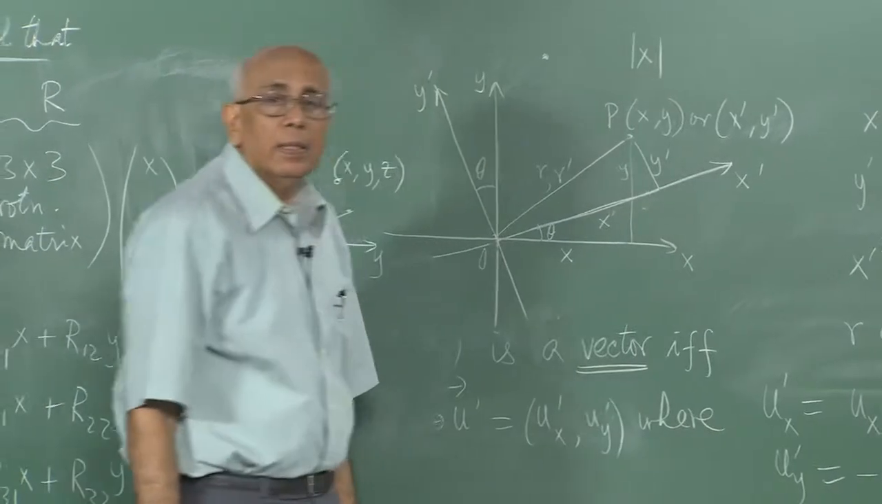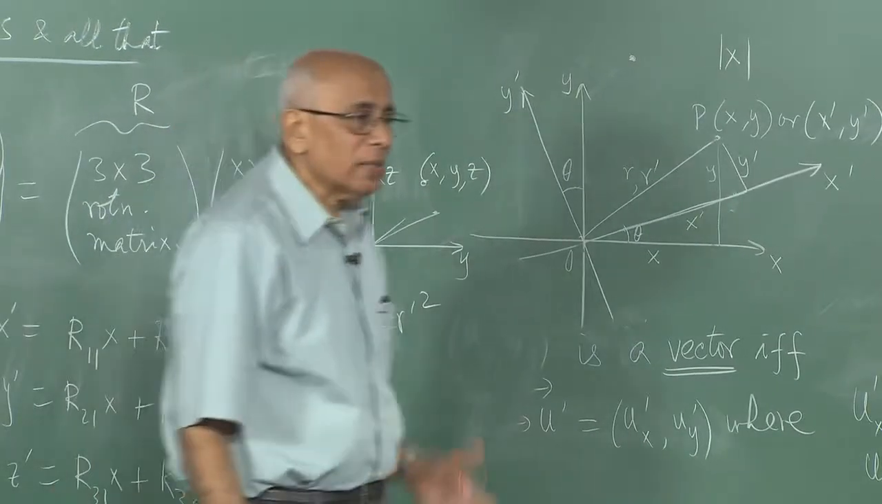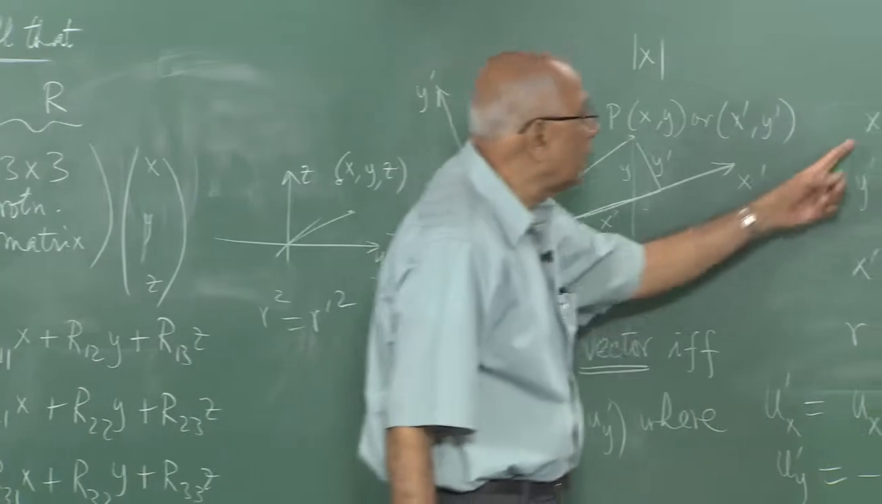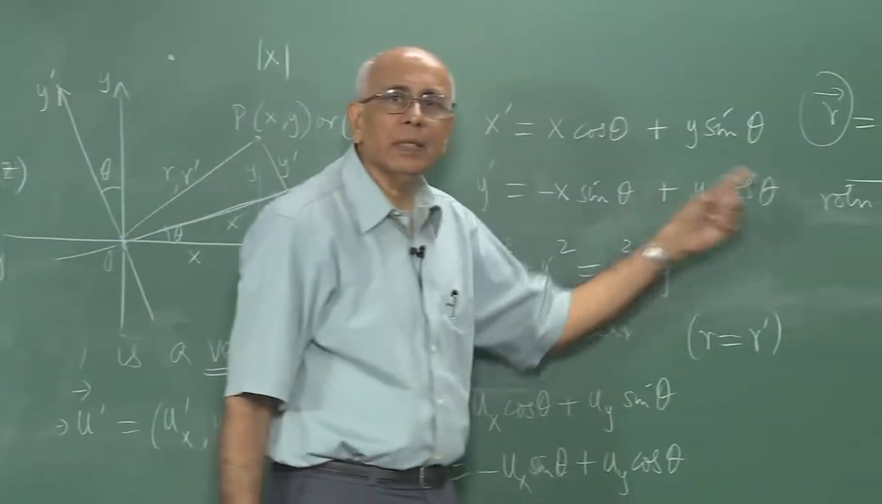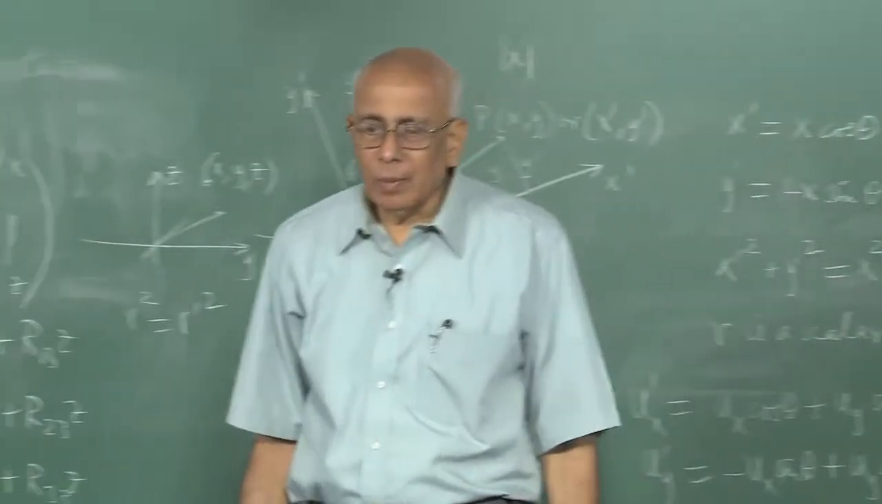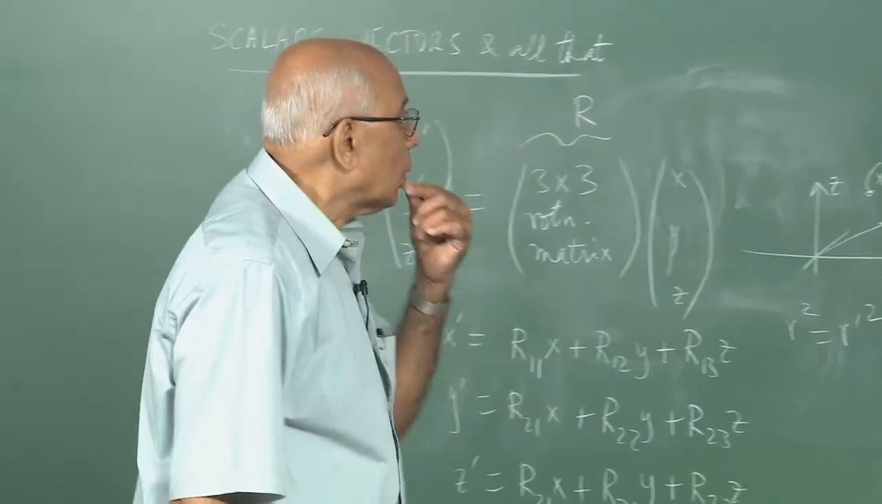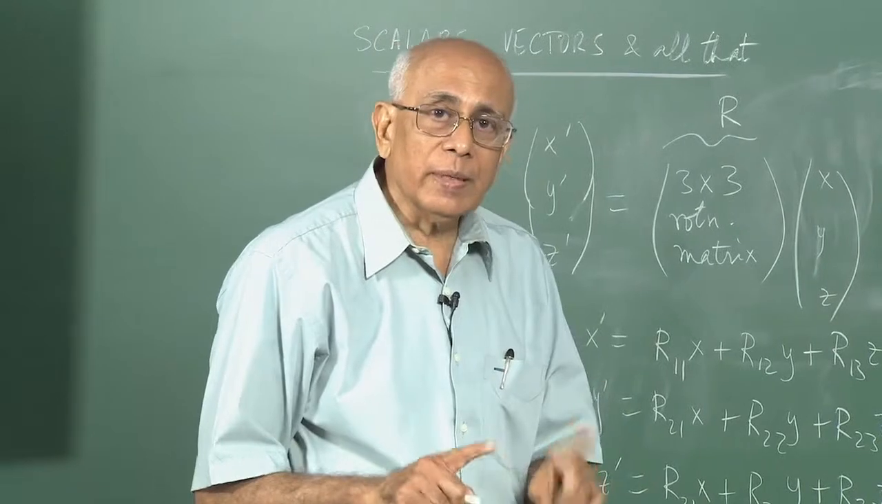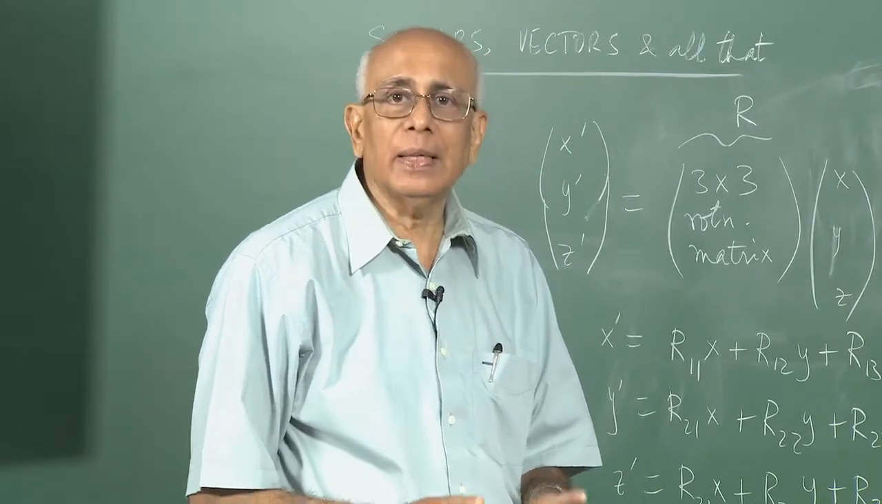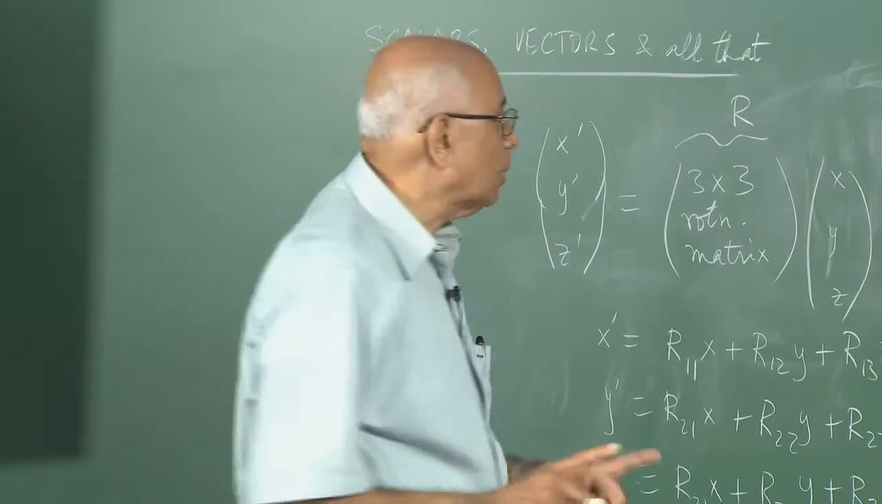Now you can answer this question of whether in this example, mod x is a scalar. The answer is no, because x goes to x prime and x prime is this complicated combination here. So clearly the modulus is not invariant, it doesn't change. So x is a component of a vector and it is not a scalar by itself. That is an important point.